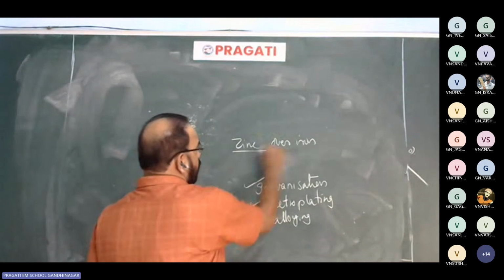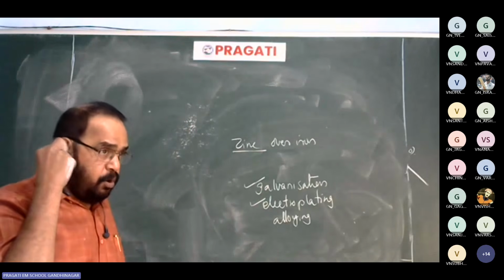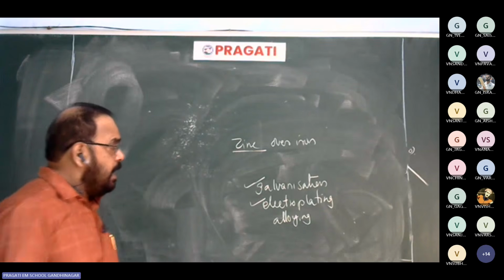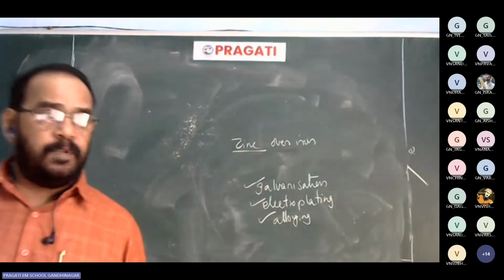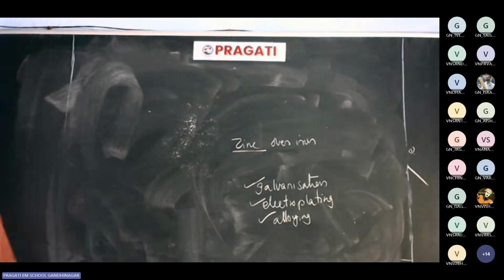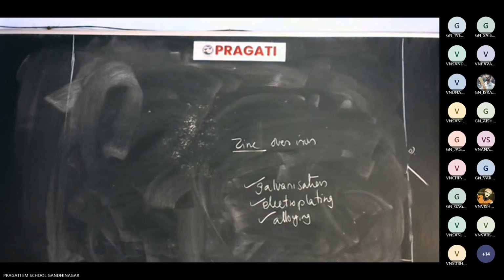Galvanization is zinc over iron. Electroplating means any metal you can coat over any other metal. Generally that is called electroplating. And alloying. Alloying means making a mixture of metals with other metals and non-metals. Already you studied alloys, like in physics class we also studied some alloys like nichrome. They all are called alloys. Alloys means easily you can change their properties.